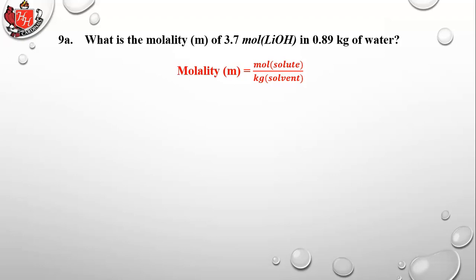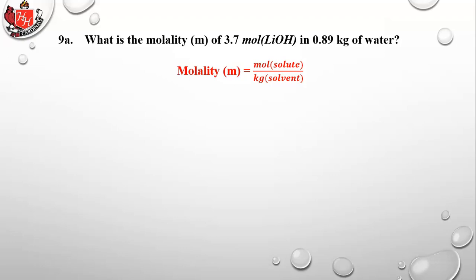What is the molality of 3.7 moles of lithium hydroxide in 0.89 kilograms of water? So there's the formula. Molality is moles of solute over kilograms of solvent. And fortunately, that's what you were given. You were given kilograms of water. Water is the solvent. It's not the solution. It's the solvent. It's what the lithium hydroxide is being dissolved in.